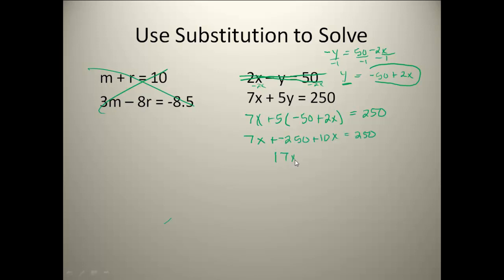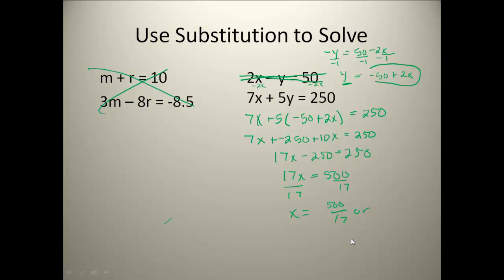Combine my like terms. And now I have to add 250 over to the other side and divide by 17. This one we can leave as 500 over 17, it doesn't reduce, or we can divide it out and get the decimal format of it.